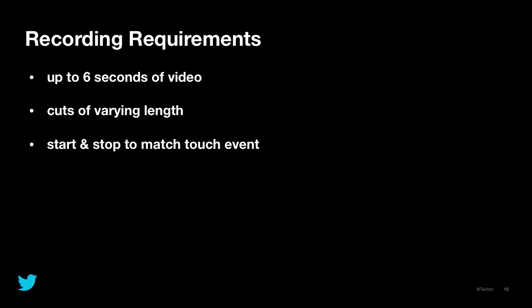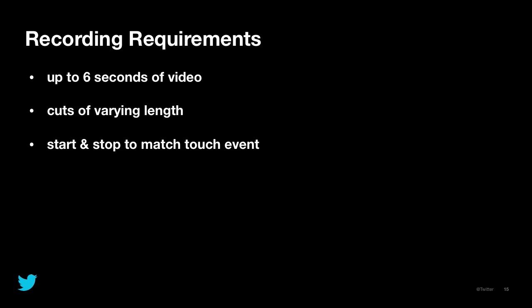Cool. Okay, now let's talk about recording. So the recording requirements were up to 6 seconds of video, cuts of varying length, and one of the most important things, the start and stop of the video cuts have to match your thumb movement. So if you're not familiar with Vine, the way it works is the video recorder comes up, you put your thumb on the screen, while your thumb's down, it's recording, and there's a green progress bar filling up. You lift your thumb up, you stop recording. And we've got to make that as exact as possible and match your movements as much as possible. So, should be pretty easy.